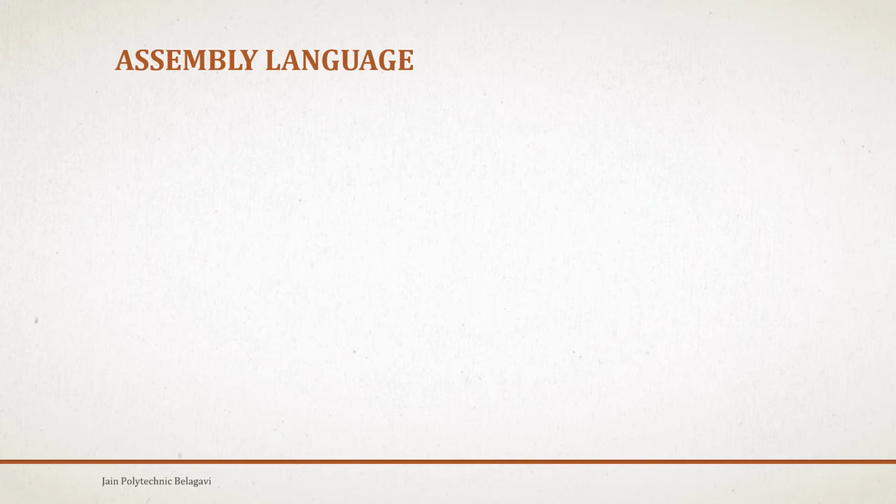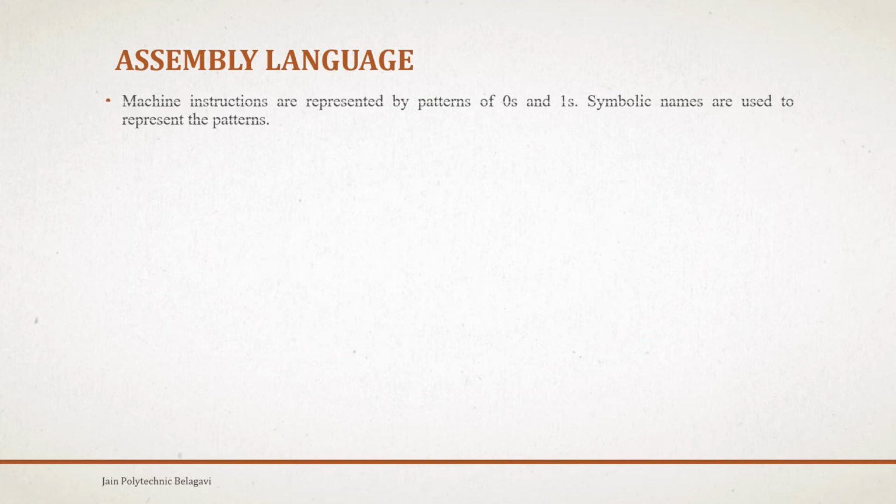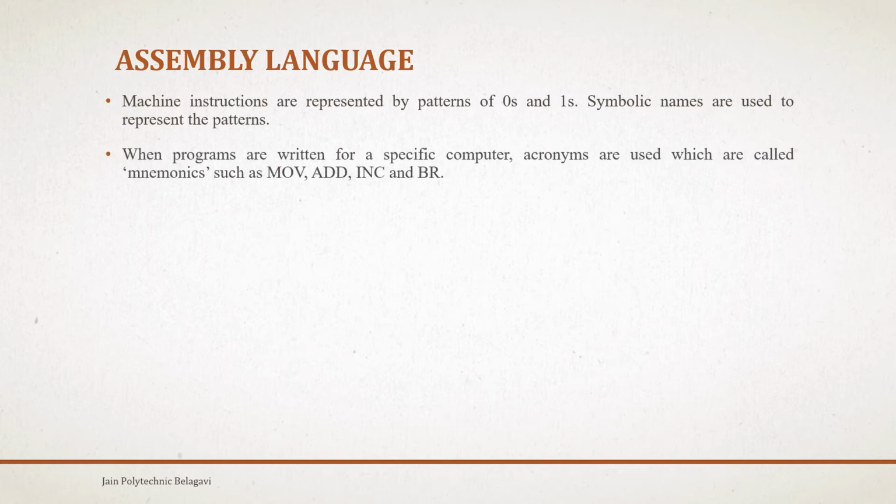Now you go for what is called assembly language. Machine instructions are represented by patterns of zeros and ones, and symbolic names are used to represent the patterns. Machine language is in the form of zeros and ones. Humans can't understand the language of zeros and ones, so we use symbolic names to represent the patterns.